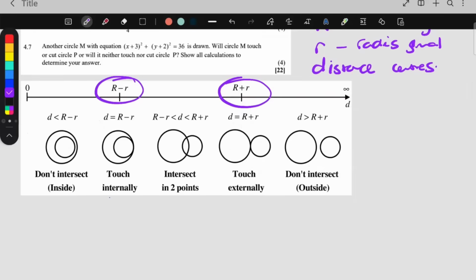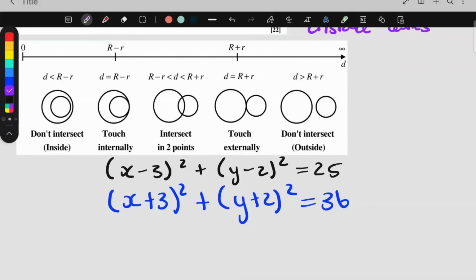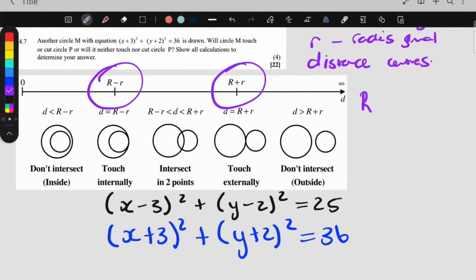The one circle is (x minus 3) squared plus (y minus 2) squared is equal to 25. That was the one that was given. The equation of the other circle is this, and (y plus 2) squared, but this is 36. So the bigger circle is this one, so we look at the bigger radius. R is the radius of the big circle, so the square root of 36 is 6. Small r is the radius of the smaller circle, so that is the square root of 25, which is 5.